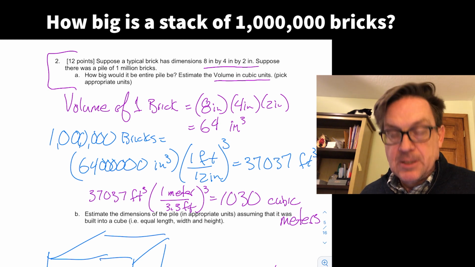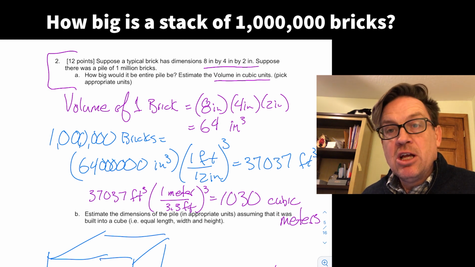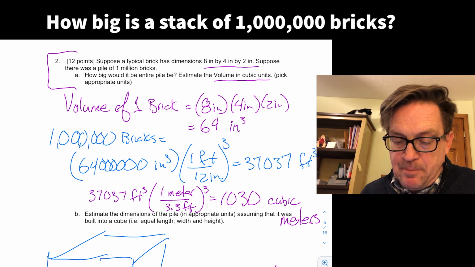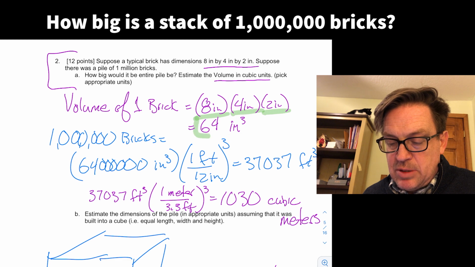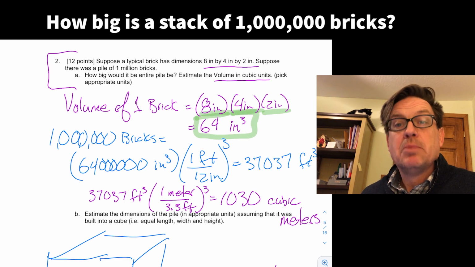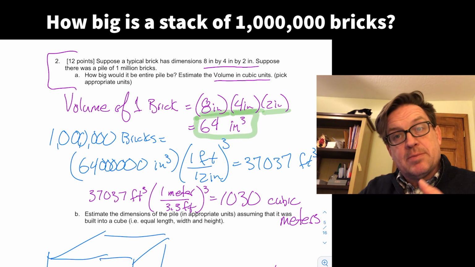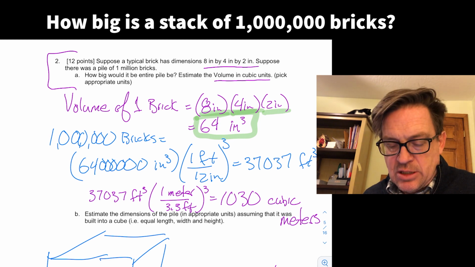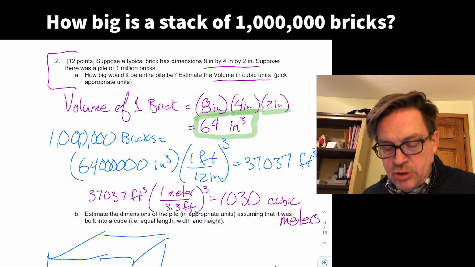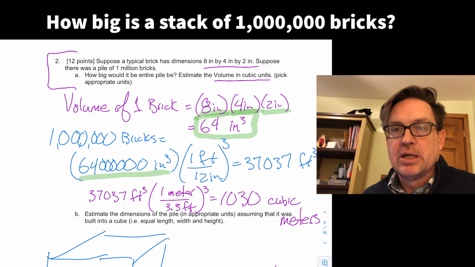Pick your appropriate units. We talked about this in class. If the volume of the brick is length times width times height, the volume is then going to be 8 times 4 times 2, or 64, but it's cubic inches, inches by inches by inches. So one brick is 64 cubic inches. So 1,000,000 bricks is 64 million cubic inches.